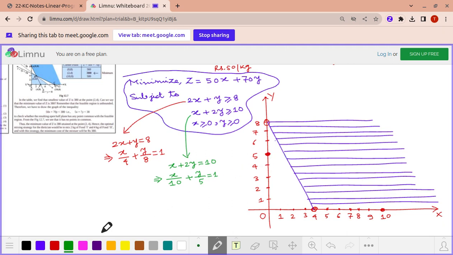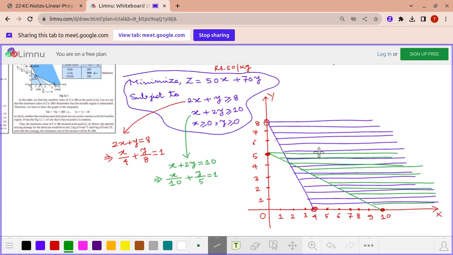So, let us join, and let me represent it in the green color. So, this will be the straight line, correct, and here also it is greater than or equal to 10. That means we will consider the right hand side portion, correct. This is the portion we are going to consider. And the next constraint is x greater than or equal to 0 and y greater than or equal to 0, correct.